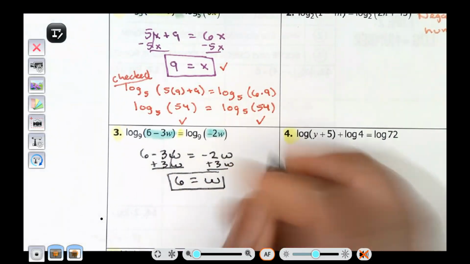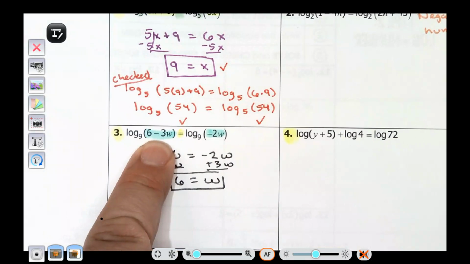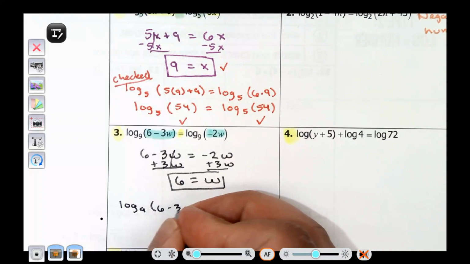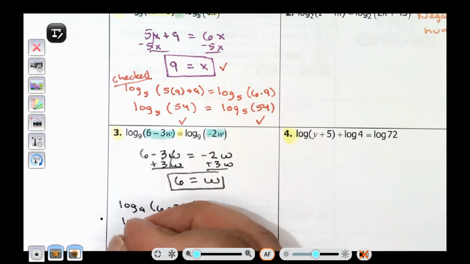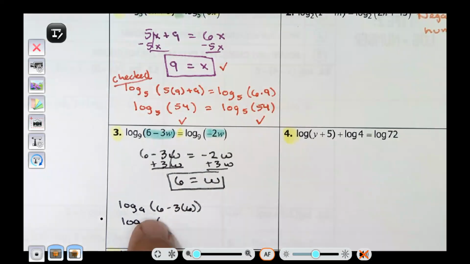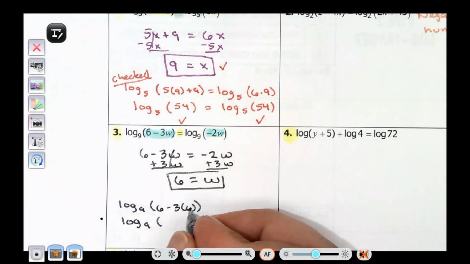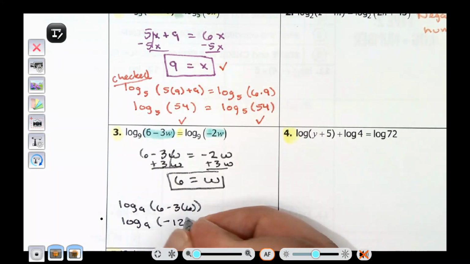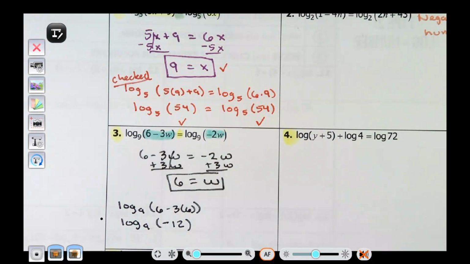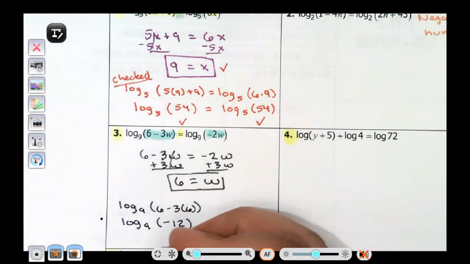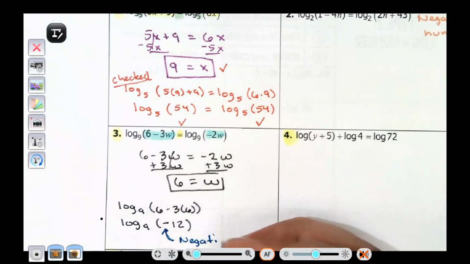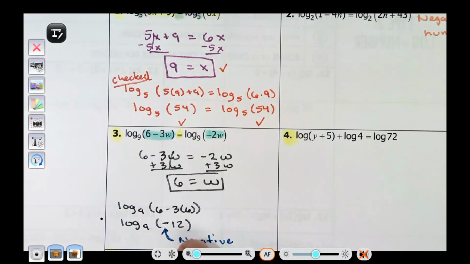But remember, let's run a quick check. So I'm going to try it out on the first one. Log base 9 of 6 minus 3 times 6. That's log base 9 of, if you throw this in a calculator, negative 3 times 6 is negative 18. Plus 6 is negative 12. That right there, I'm going to stop already. We're definitely stopping there. Why? There's a negative. I don't even want to check the other side. This one already failed. Because we have a negative, remember, you can't take logs of negatives.